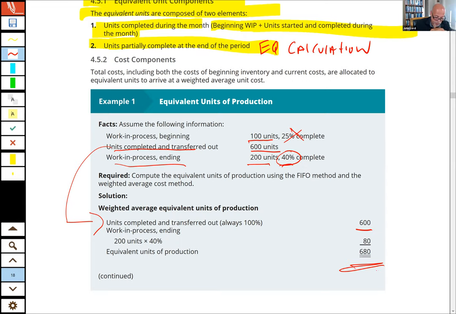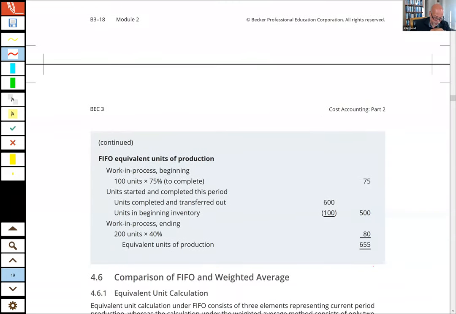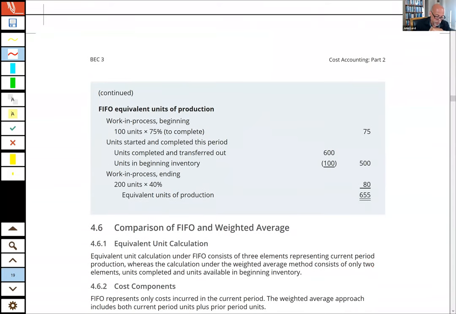Now you come over and let's take a look at how FIFO differs. Okay, so now with FIFO, notice we had the 100 units and they're telling us that those were 75% to complete. That means they were 25% complete at the beginning of the year. So, like it said in the previous information, here now they're telling us we did 75% of the work this period. So for FIFO, you only give yourself credit for the work you did this period. So on an equivalent unit basis, we completed 75.